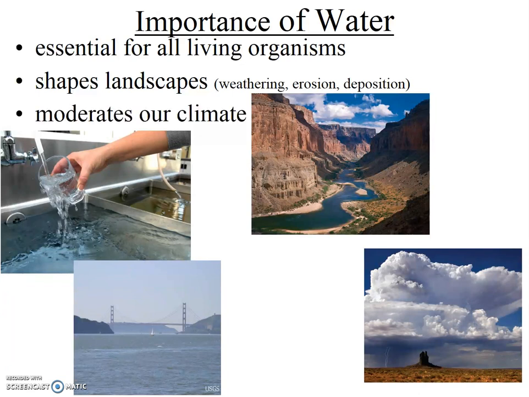Third, water helps moderate our climate, both globally as a greenhouse gas and regionally as we compare continental interiors to coastal locations. First, as a greenhouse gas, water vapor traps long-wave radiation, heat, that is emitted from the Earth, and this trapping of heat helps warm the troposphere.